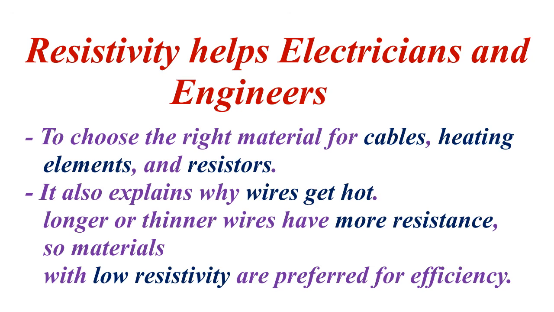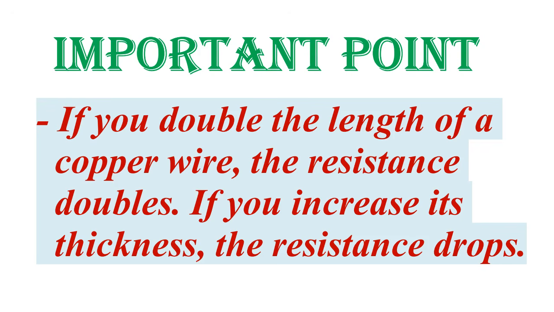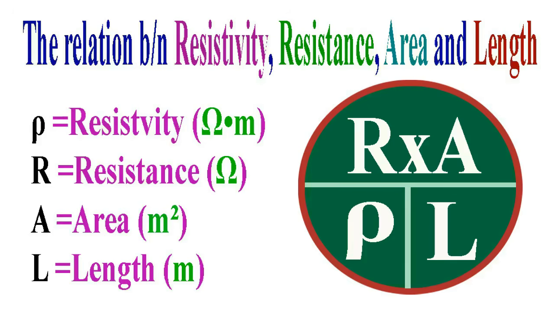Resistivity helps electricians and engineers choose the right material for cables, heating elements, and resistors. It also explains why wires get hot. Longer or thinner wires have more resistance, so materials with low resistivity are preferred for efficiency. If you double the length of a copper wire, the resistance doubles. If you increase its thickness, the resistance drops. In short, resistivity is the DNA of a material's electrical behavior. It tells you how well it can carry electricity, no matter its size.